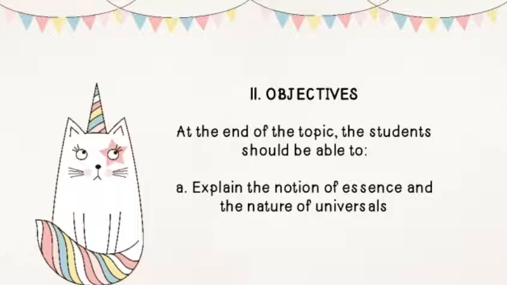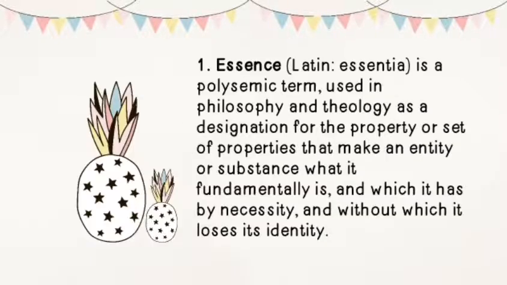Objectives. At the end of the topic, the student should be able to: A. Explain the notion of essence and the nature of universals. Essence came from the Latin word essentia. It is a polysemic term used in philosophy and theology as a designation for the property or set of properties that make an entity or substance what it fundamentally is, and which it has by necessity and without which it loses its identity. In connection with the predicables and definition, the term essence has a more restricted sense than it often had in previous chapters.